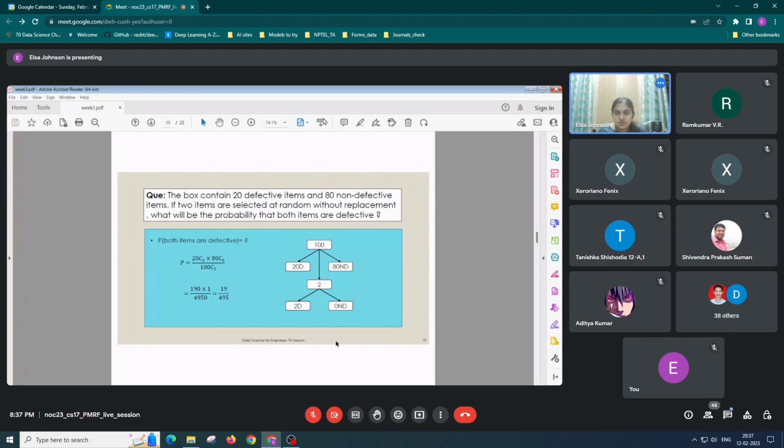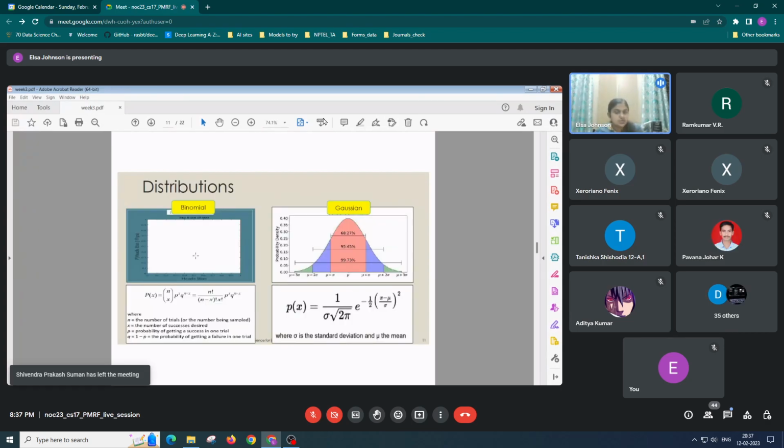So anyway, these things are all there in your resources. Before going on to the problems, I'm just rapidly going through everything. So distributions: you can see that there are binomial distributions as well as Gaussian distributions. This is the equation: p of x equals nCx p raised to x q raised to n minus x. Here n is the number of trials, x is the number of successes, p is the probability of getting a success in one trial, and q is 1 minus p.